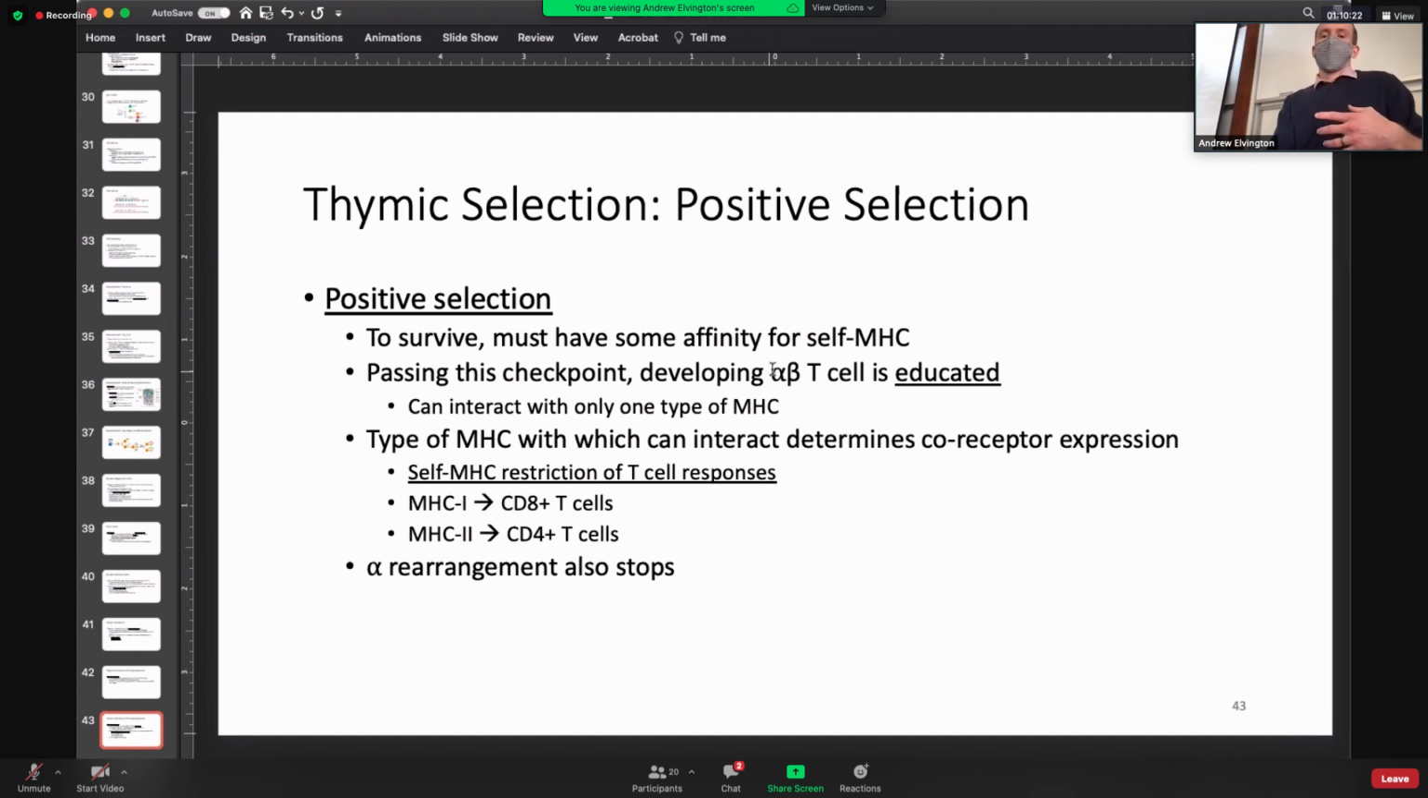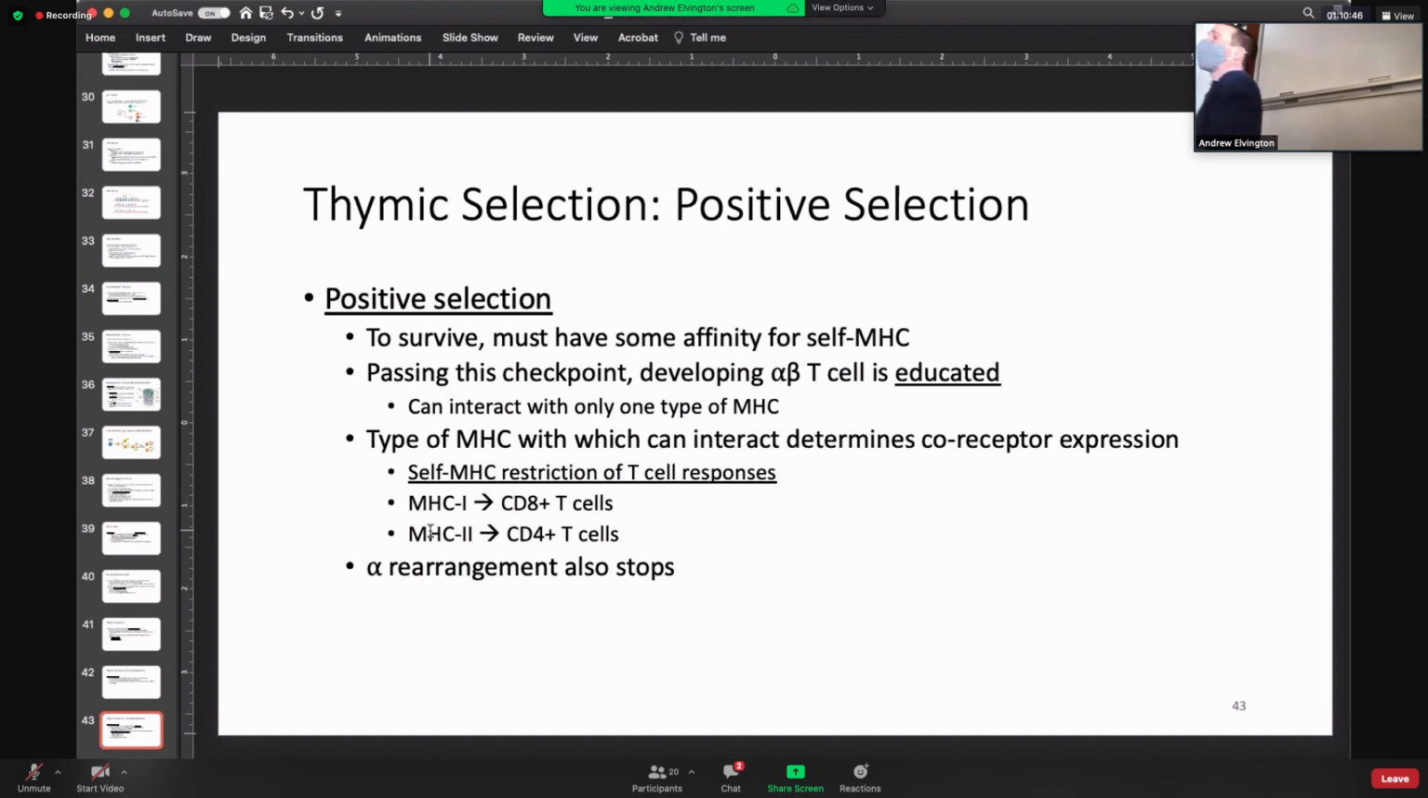This is what we would say now: a cell that passes positive selection is going to be an alpha beta cell that is educated, meaning it has some affinity for MHC 1 or 2, depending on if it's a CD8 positive T cell, it will have seen antigen on MHC class 1. If it's a CD4 positive T cell, it'll see antigen on MHC class 2.